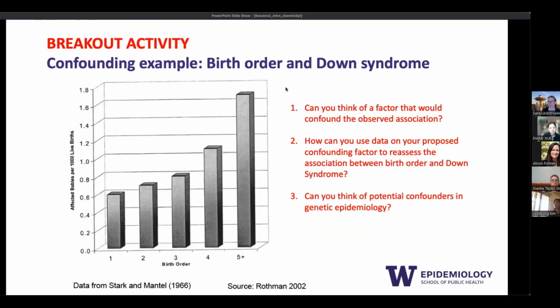We're going to have our first breakout activity, where we talk about confounders. This is an example about birth order and Down syndrome. There's a pretty clear association between birth order and the risk of Down syndrome. If you are the fifth sibling to be born, you have a higher risk of Down syndrome. We are asking you three questions. First, can you think of something that would confound this observed association? Second, how can you use data on that proposed confounding factor to reassess this association? And once you have thought about those, I want to hear your thoughts on what potential confounders in genetic epidemiology we need to assess.